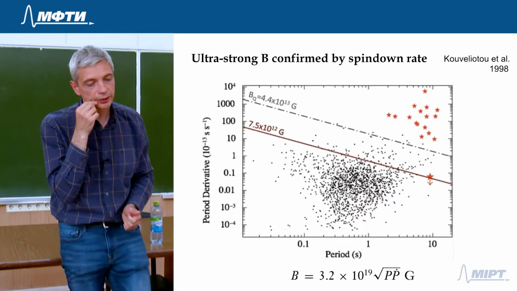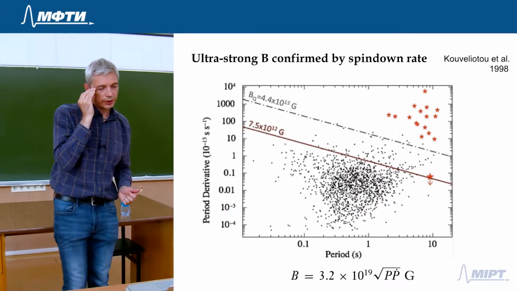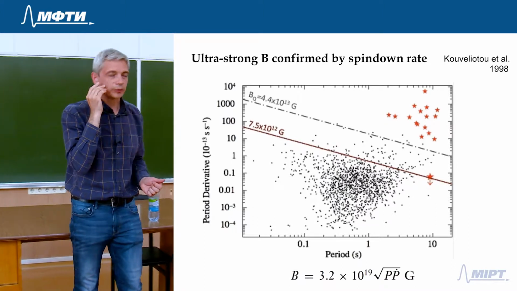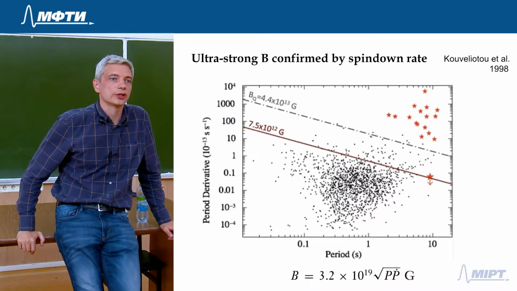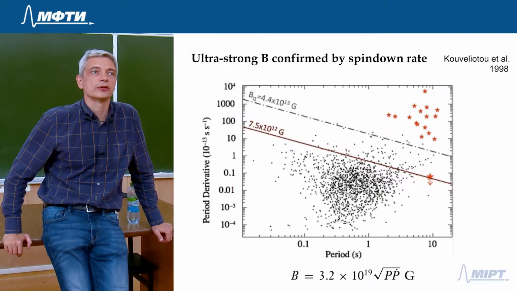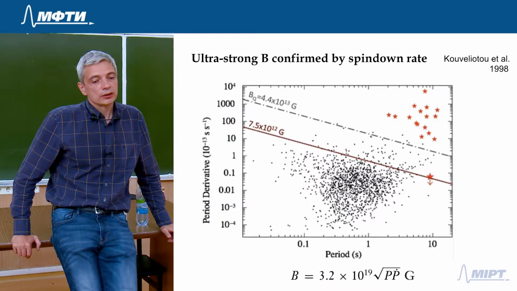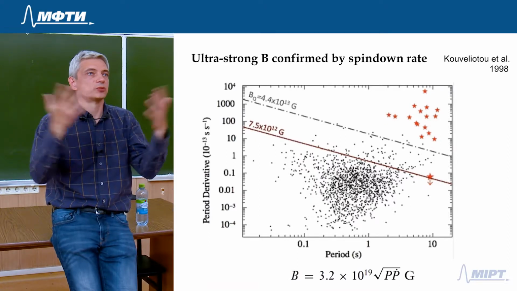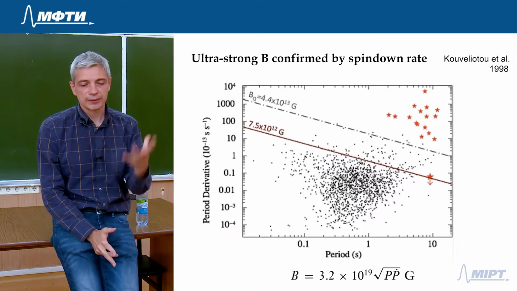Yeah, so soft gamma repeaters, I don't want to talk much longer about this interesting story, but soft gamma repeaters were interesting by themselves for many reasons for a long time. First of all, they were confused with gamma ray bursts initially. After the gamma ray bursts were detected and soft gamma repeaters were detected, they were quite similar, just bursts of gamma rays. And one could think that it's the same population, the same physical phenomenon.